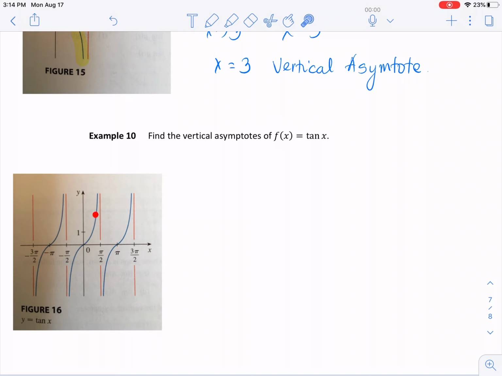So this one is going to go to positive infinity. This one is going to go to negative infinity. So you can see that the line x equals pi over 2 is the vertical asymptote. And we have many, not just one vertical asymptote. We have pi over 2, we have 3 pi over 2, negative pi over 2, negative 3 pi over 2.